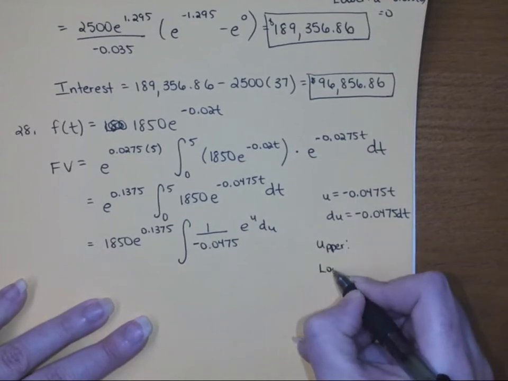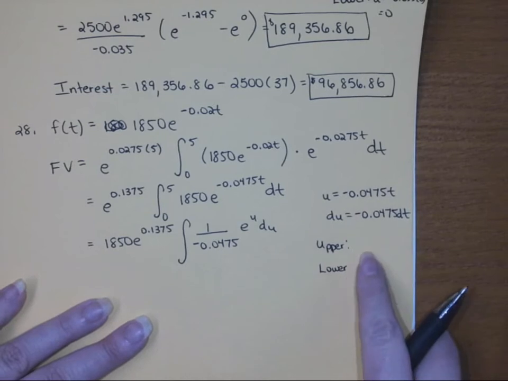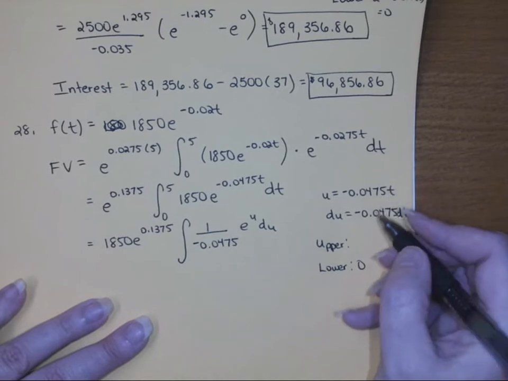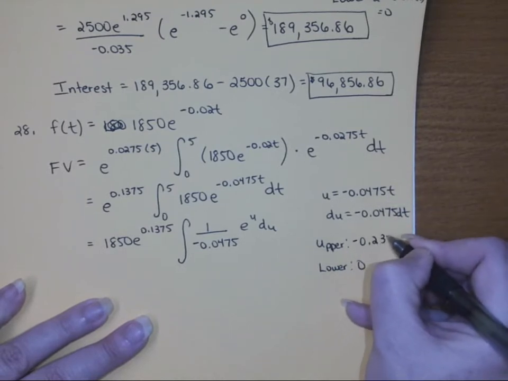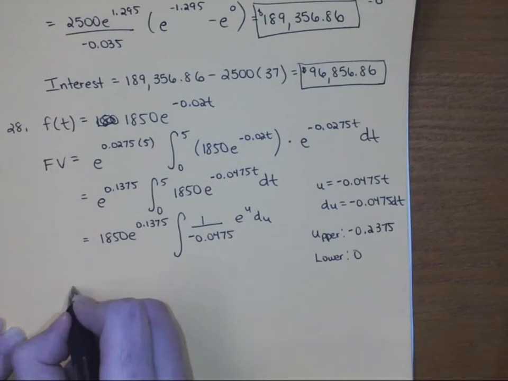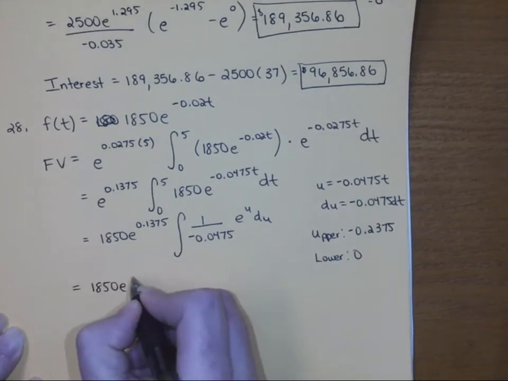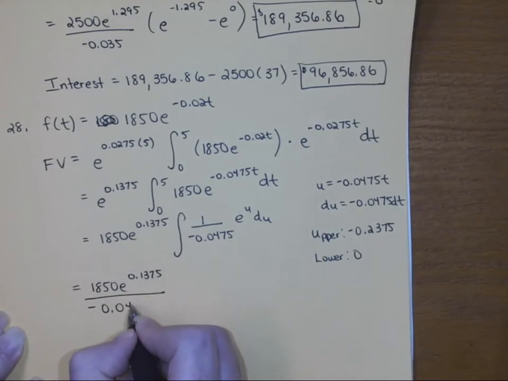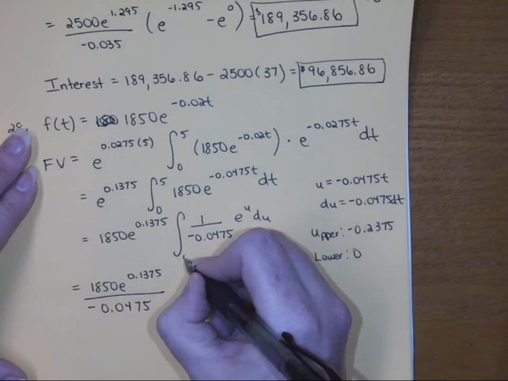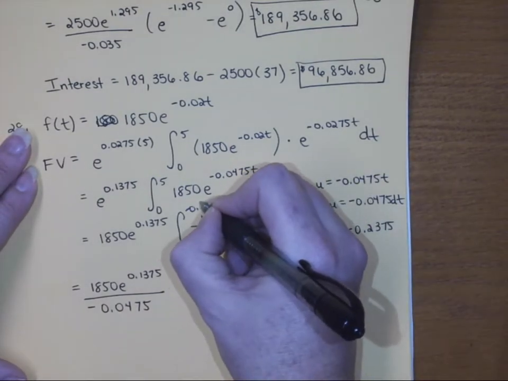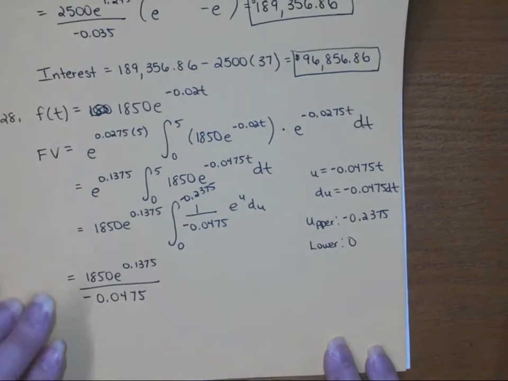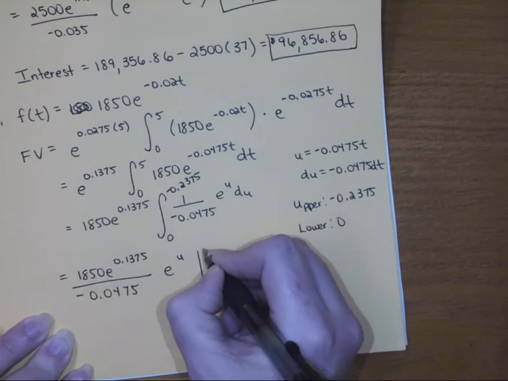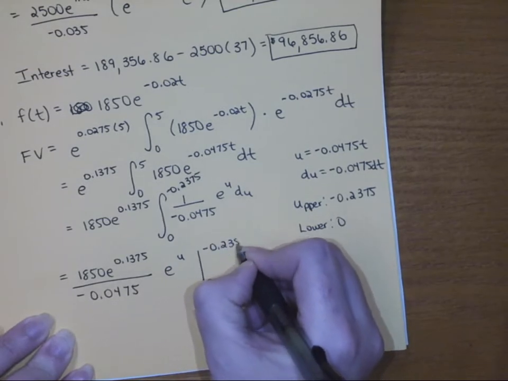Okay, so upper and lower. So all you're going to do is plug in 5 here, plug in 0 here. So lower, you're going to get 0. Upper, if you plug 5 in here, you're going to get negative 0.2375. So again, as ugly as it might look, you've got this weird, complicated constant out to the front. And I forgot to put my limits. This is 0 and negative 0.2375. Okay, so I move that out to the front. The antiderivative of e is just e, evaluated from 0 to negative 0.2375.